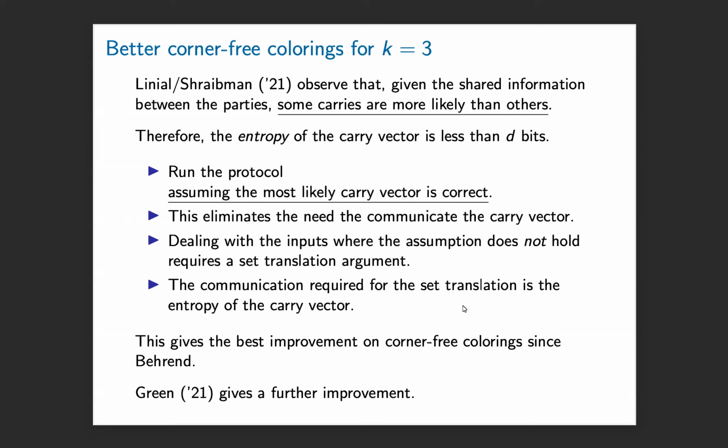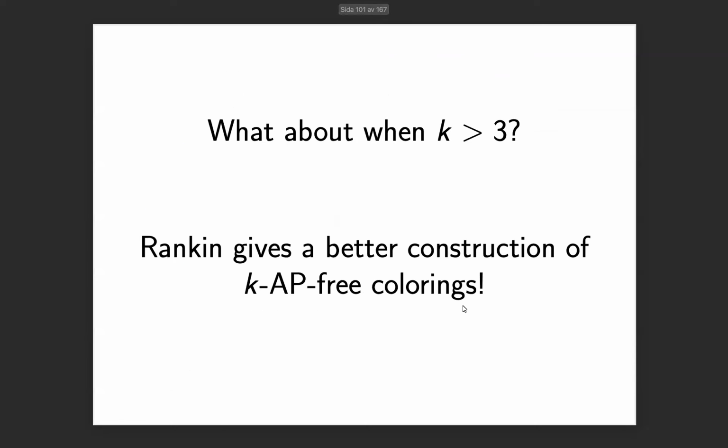I said soon after, Green gave a further improvement, and one could describe Green's construction. He doesn't describe it this way, but one could describe Green's construction as explicitly reasoning out what the most likely carry vector is. And this eliminates a lot of the need for this entropy analysis. Okay, what about when k is greater than 3?